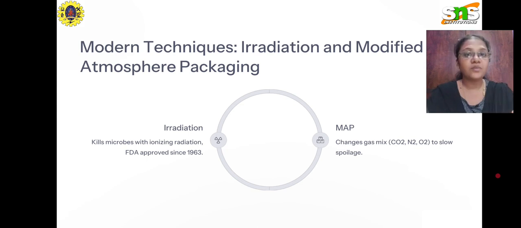Modified atmospheric packaging is also one of the modern techniques, where we incorporate gases with a mixture of carbon dioxide, nitrogen and oxygen to slow the spoilage level in the food material.